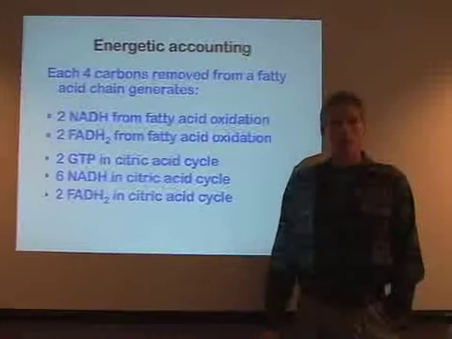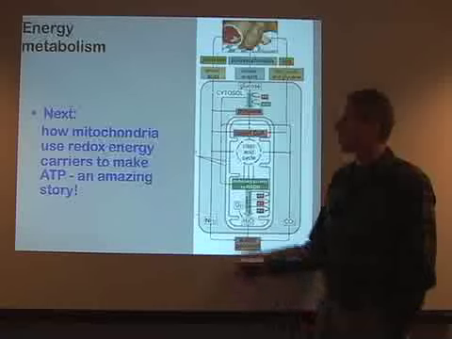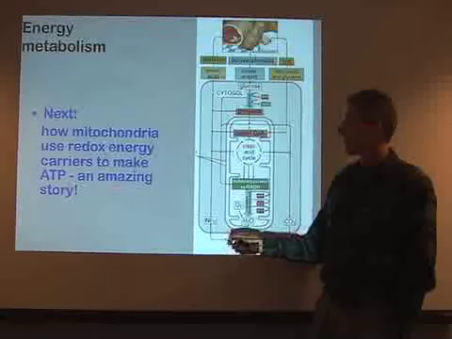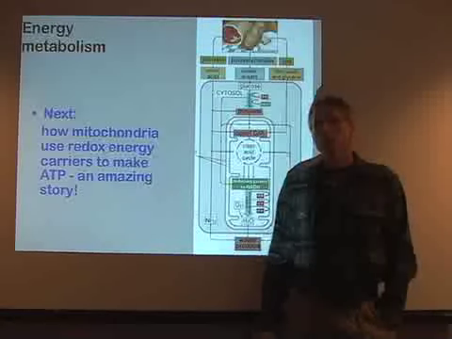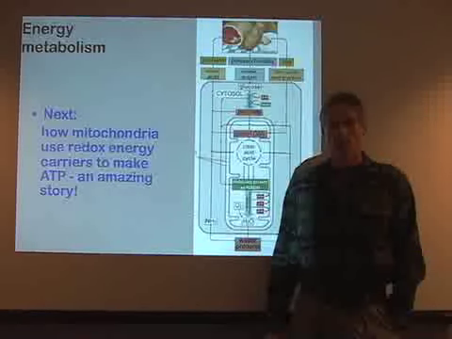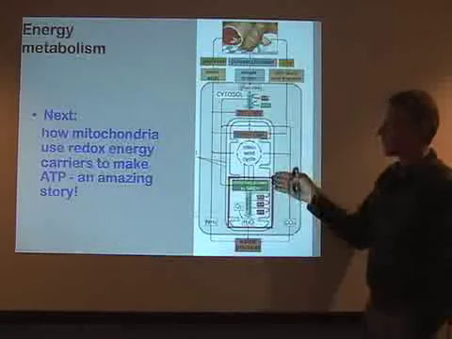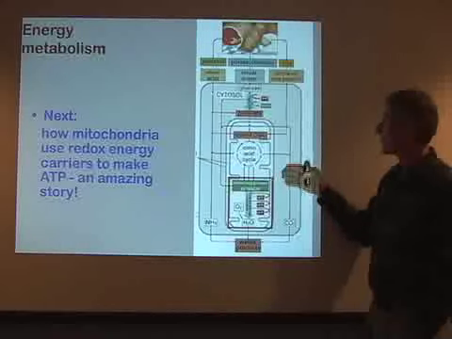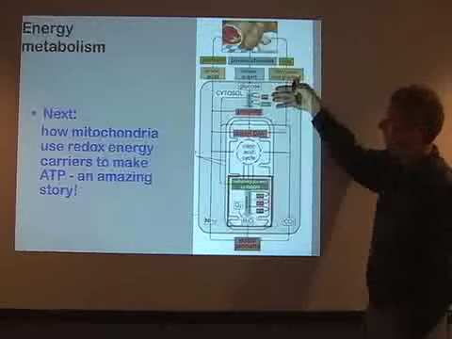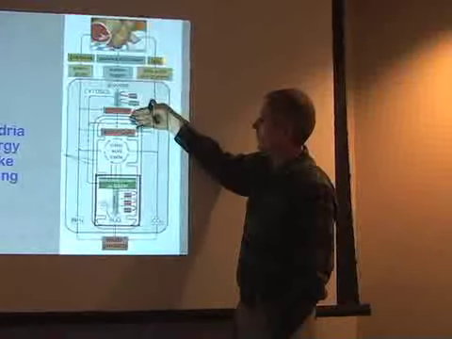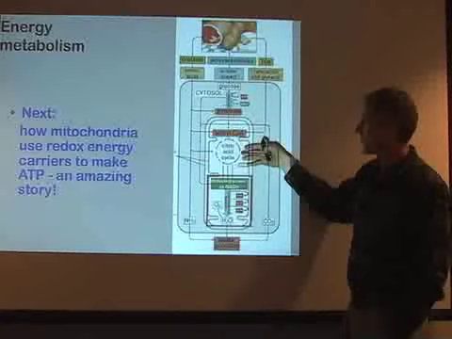And next we're going to see how mitochondria use this energy to make ATP. And it's an amazing story. And I encourage you to look at the movie of ATP synthase. That in this diagram is shown here. We've gone through glucose to pyruvate, that's glycolysis in the cytosol. We've gone from pyruvate to acetyl-CoA through the citric acid cycle that occurs in the mitochondria.